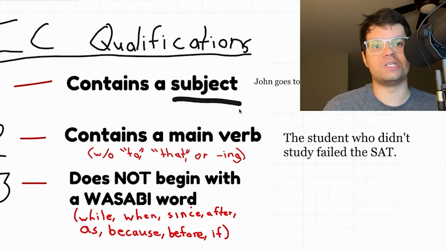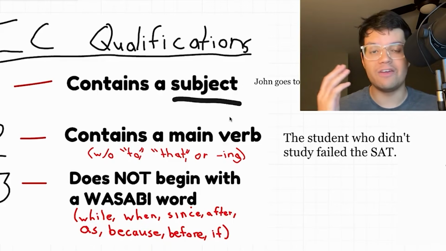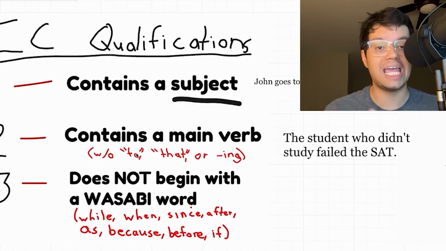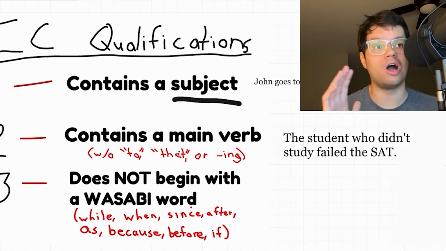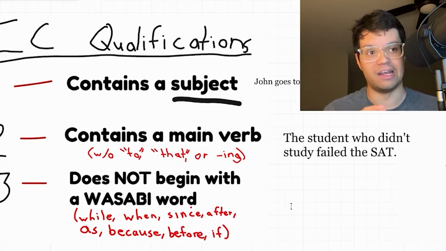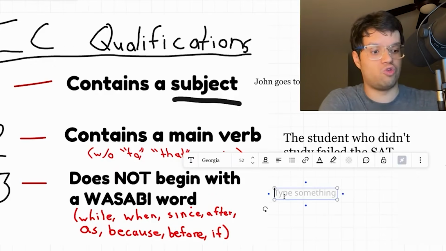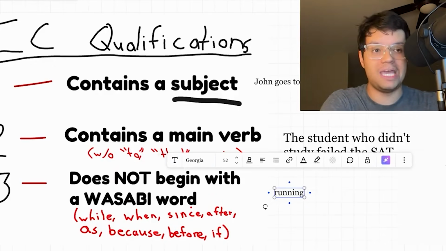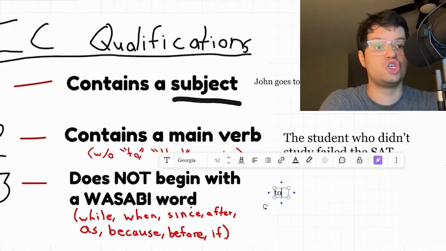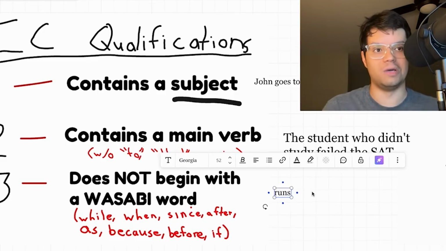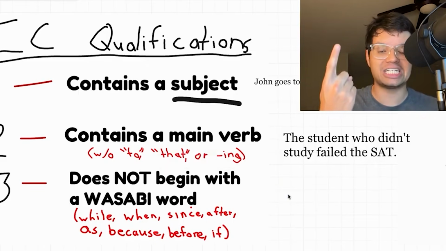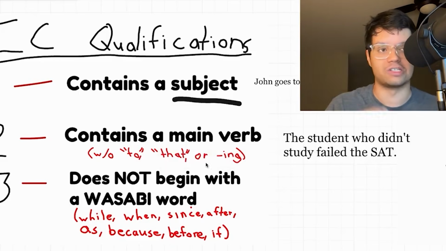But if we want to be a bit more specific, it also is a verb that does not begin with to, it does not begin with that, and it does not end in ing. If it has any of those, then it automatically is not a main verb. So if I was to write a word like running, that would not be a main verb. If I was to write a verb like to run, also not a main verb. That runs, not a main verb. But if I just put runs, yes, that would be a main verb. So those two main things: first, it has to be the main action, and second, it can't fall into any of those categories.